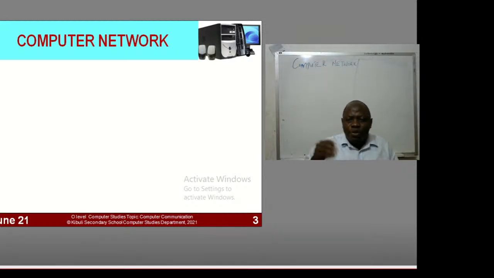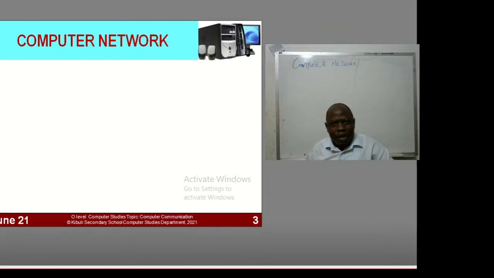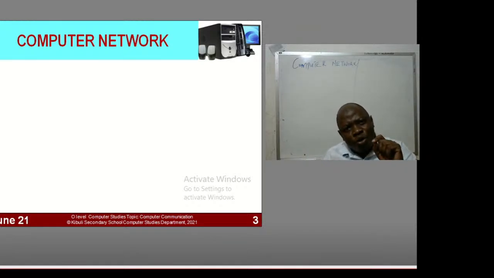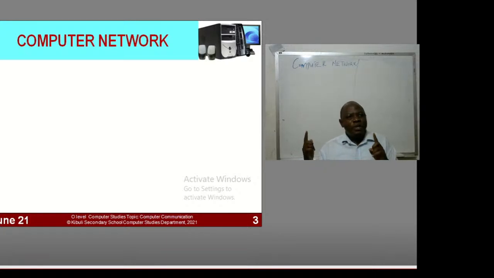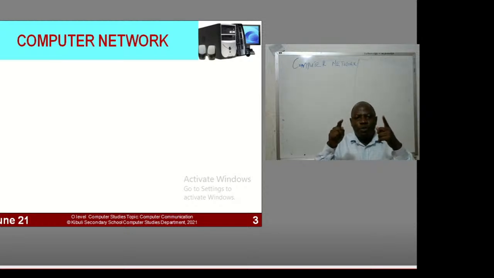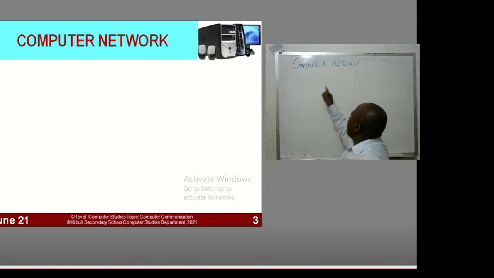So, as we go into what we call a computer network, it is a connection of two or more computers. When you come in, you are one, but when you reach here, you get others. So you become a network. You make a network, the connection between the two of you. So a network is a connection of two or more computers, as we look at that.